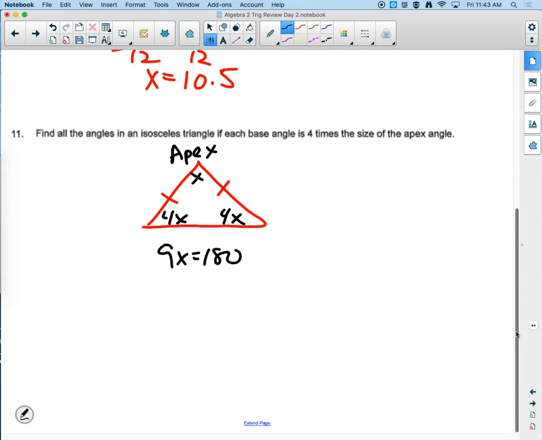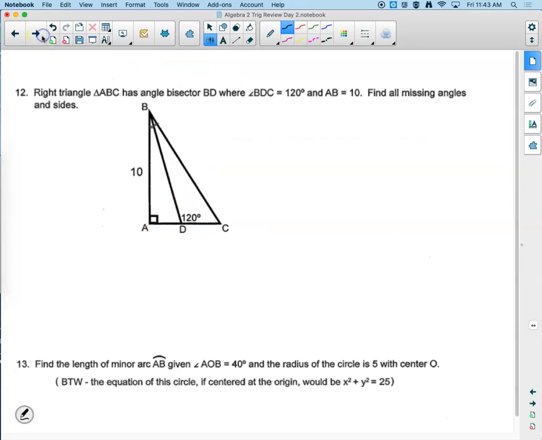12, I had a note to remind you that the picture is definitely not to scale. Don't go by the picture. Go by the angles that you find, because you should find some 30, 60, 90 triangles in that one as you work through it. 13 is another circle one.